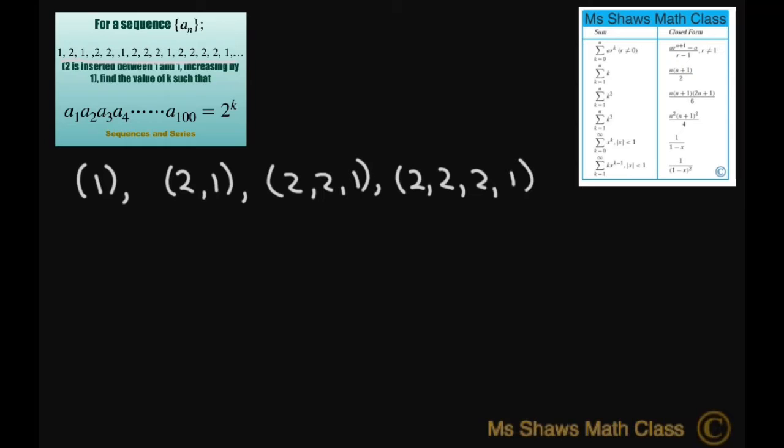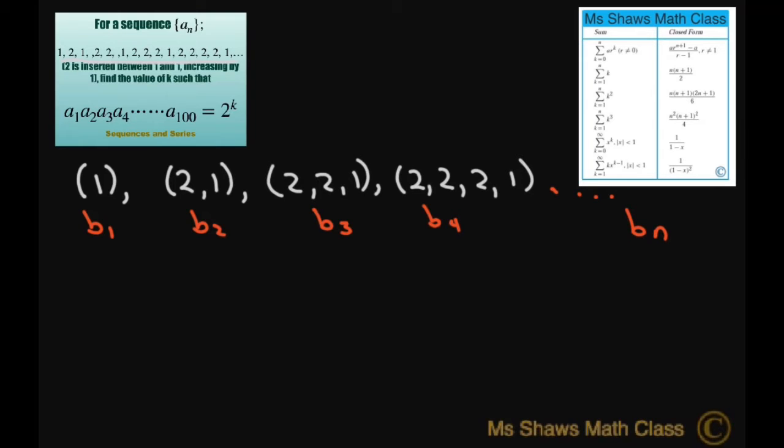Say, write our 1. The next one would be 2, 1. The next one would be 2, 2, 1. And then so forth. All right, 2, 2, 2, 1. And we'll call this sequence B sub n. So I'm going to call this B sub 1, B sub 2, B sub 3, B sub 4. And it would continue on to B sub n.